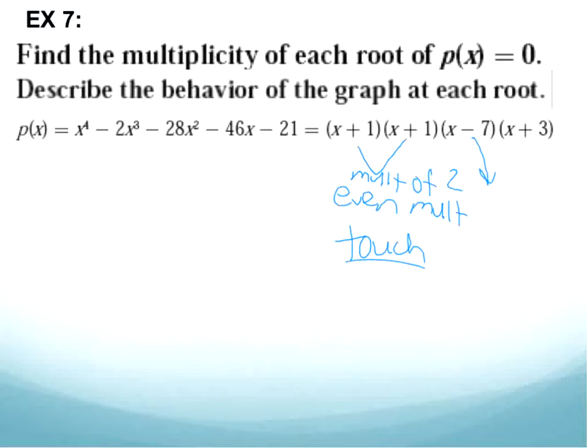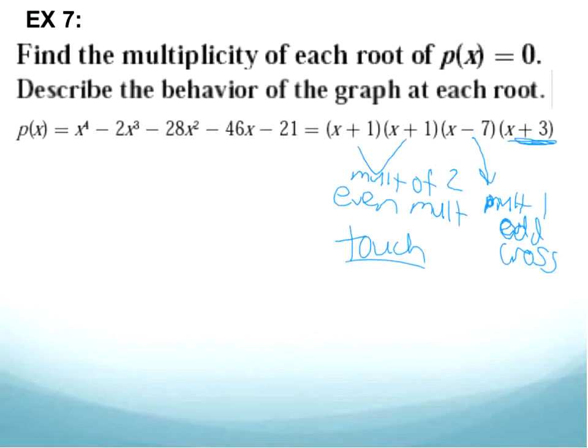Okay, Anna, how about at the -7? What's going to happen there? It has a multiplicity of 1. Multiplicity of 1, it's going to cross. So we would call that odd. Oops, sorry. Trying to get all my different vocab words in there.